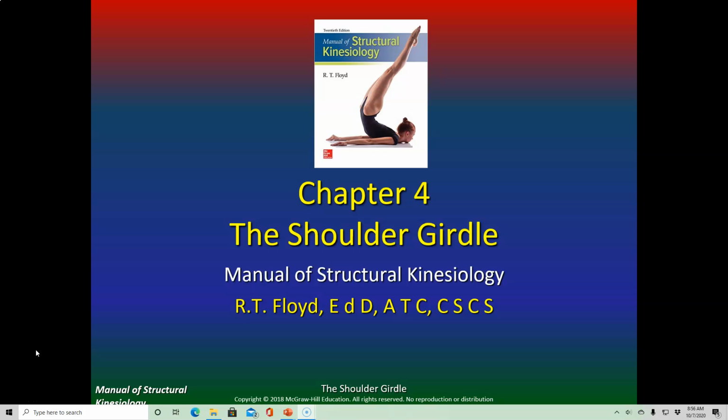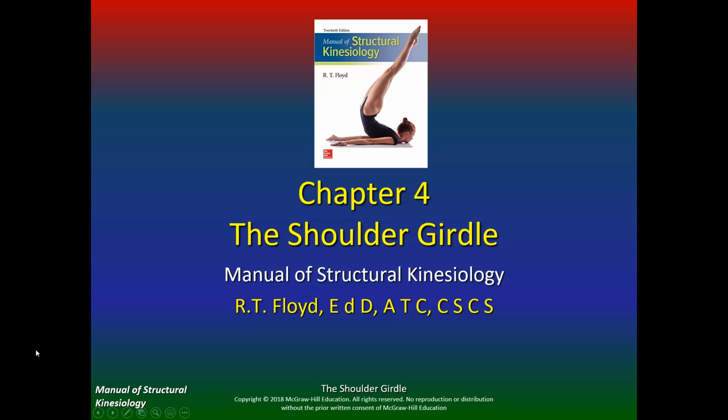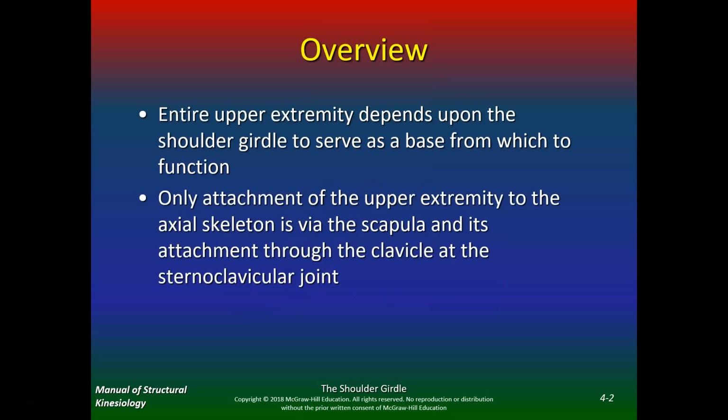All right, class. So we start chapter 4, which is the shoulder girdle. The entire upper extremity depends upon the shoulder girdle to serve as a base from which it functions. So this is interesting. The only attachment of your entire upper extremity to the axial skeleton is via the scapula and its attachment through the clavicle at the sternoclavicular joint.